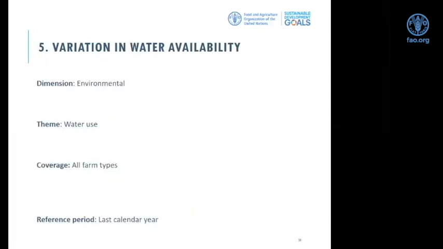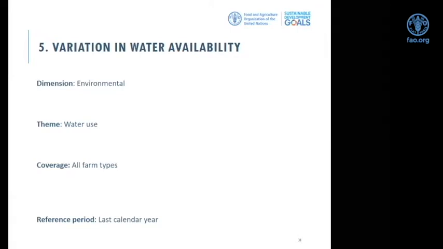Next is variation in water availability. The coverage is, of course, all farm types. The theme is water use. The reference period is last calendar year. Now, in agriculture, more specifically, irrigated agriculture is by far the main economic sector using fresh water resources. In many places of the world, water withdrawal from rivers and groundwater aquifers is beyond what can be considered environmentally sustainable, which affects both rivers and underground aquifers. Sustainable agriculture therefore requires that the level of use of fresh water for irrigation remains within acceptable boundaries.